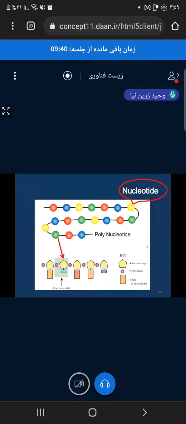No, you know that the DNA is a polynucleotide, okay? And this polynucleotide is composed of different monomers. The name of these monomers is nucleotides. And each nucleotide is composed of 3 units. These units are a 5 carbon sugar, phosphate, and 4 alternate bases.